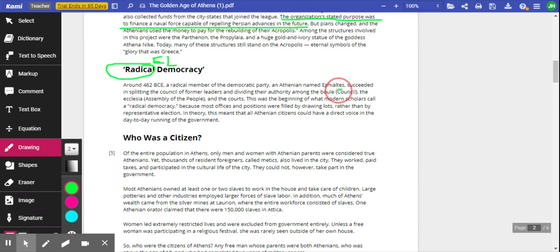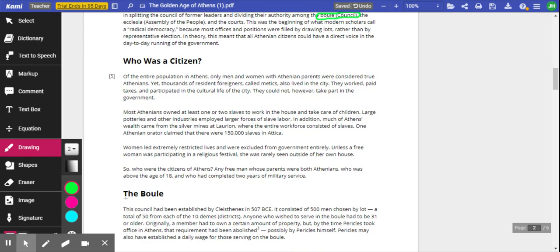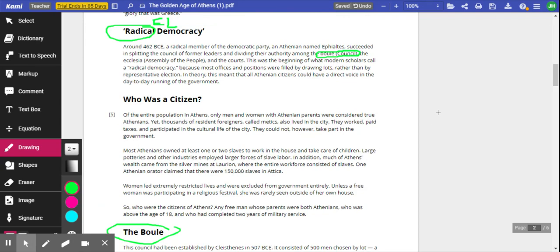So perhaps a word gap here, but it immediately defines it for us. And if we previewed the text, we're going to know that's important because it references it down here. So they succeeded in splitting the councils and dividing their authority among the boule, the ecclesia, or the assembly of the people, and the courts. This was the beginning of what modern scholars called a radical democracy, because most offices and positions were filled by drawing lots rather than by a representative election. In theory, this meant that all Athenian citizens could have a direct voice in the day-to-day running of the government.